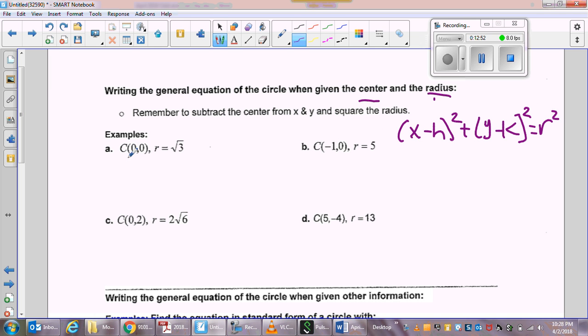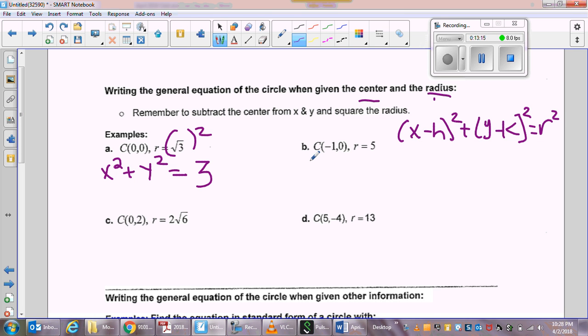So the first one is 0, 0. That's easy, right? I'll just put 0, 0 here. So I don't need to put any parentheses. It's going to be x squared plus y squared equals radius squared. So if I square this, what do I have? Just 3, right?